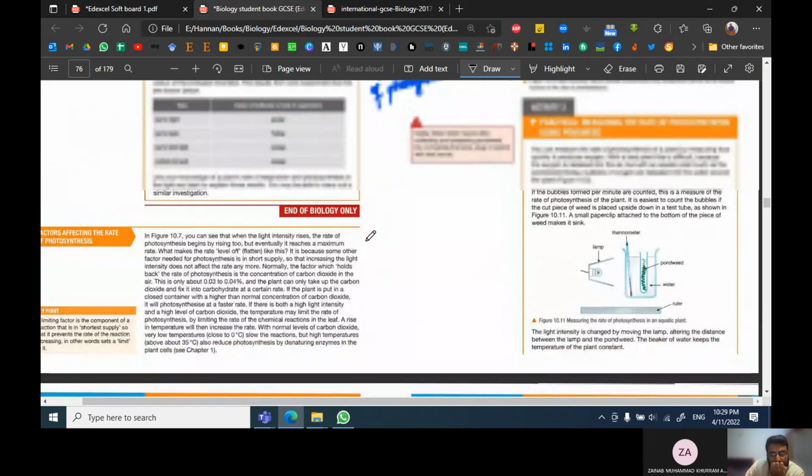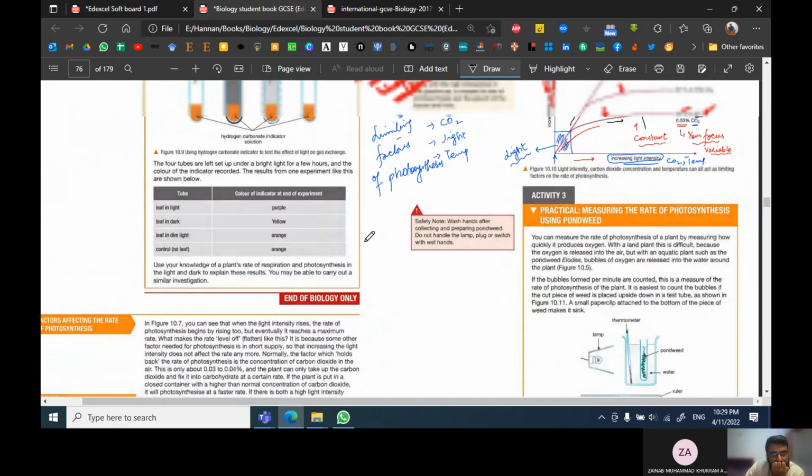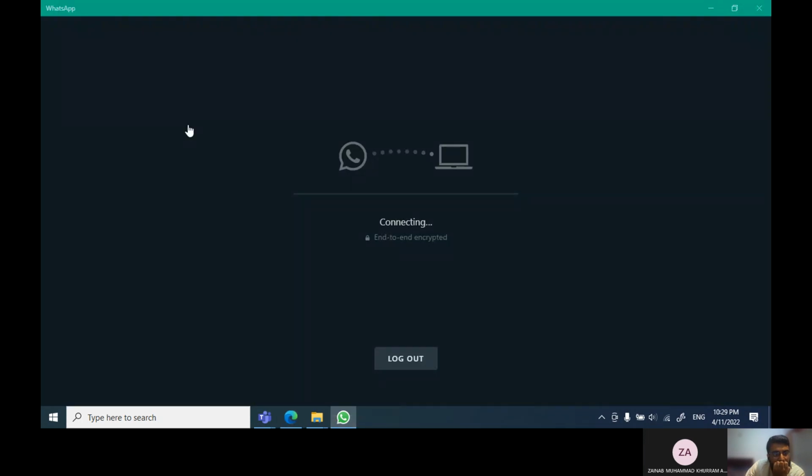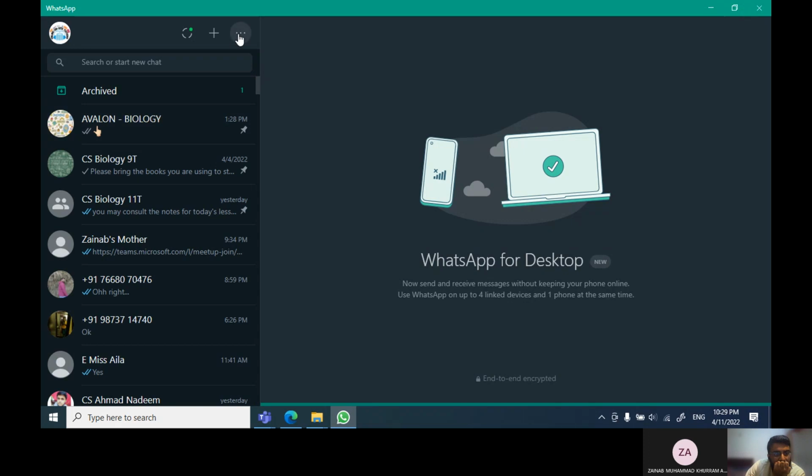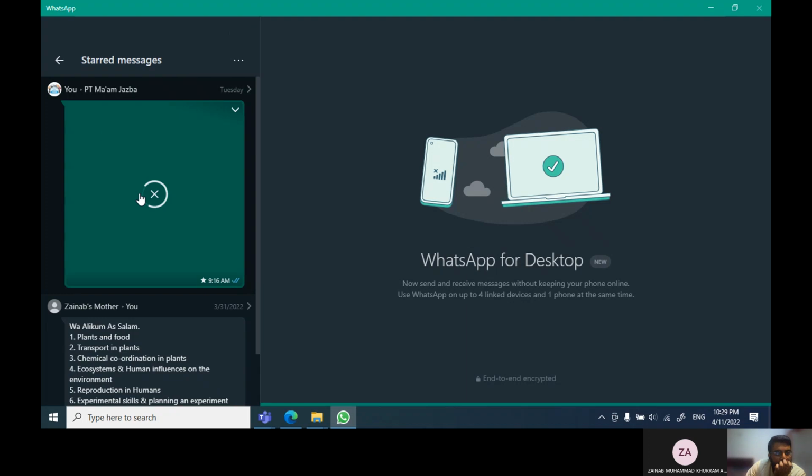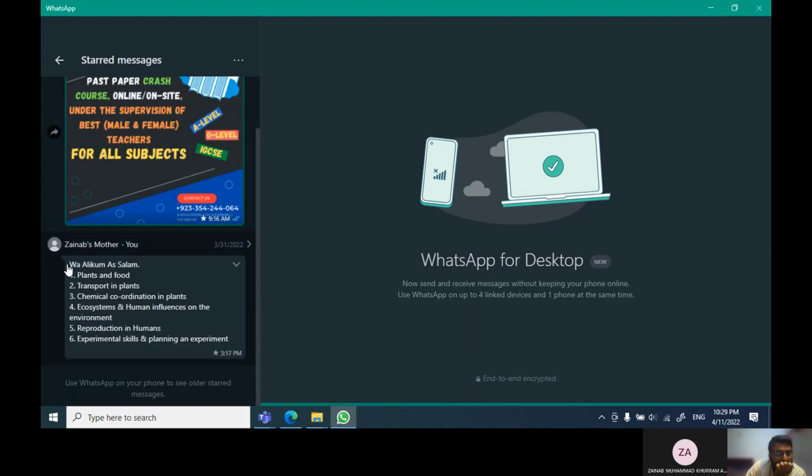Okay, we will be discussing it in the next class, but let me look. Plants and food, transport in plants, chemical coordination in plants. Okay, ecosystem and human influences. So, we need to prioritize the topics. Actually, we have less time. We need to prioritize the topics so that we can start the past papers.